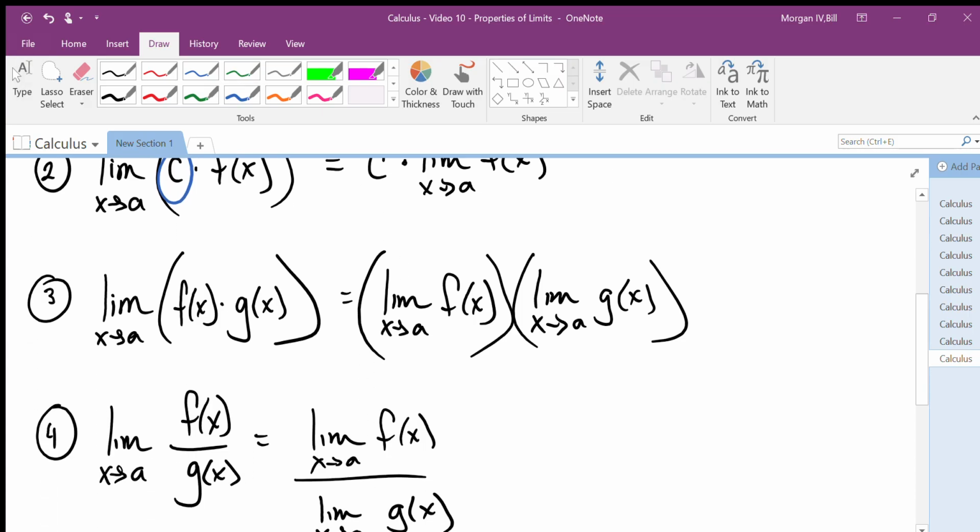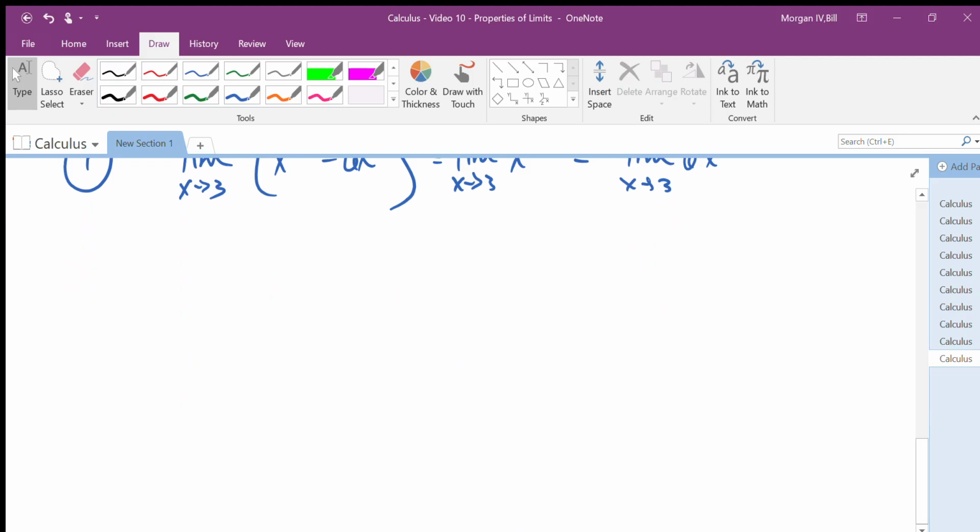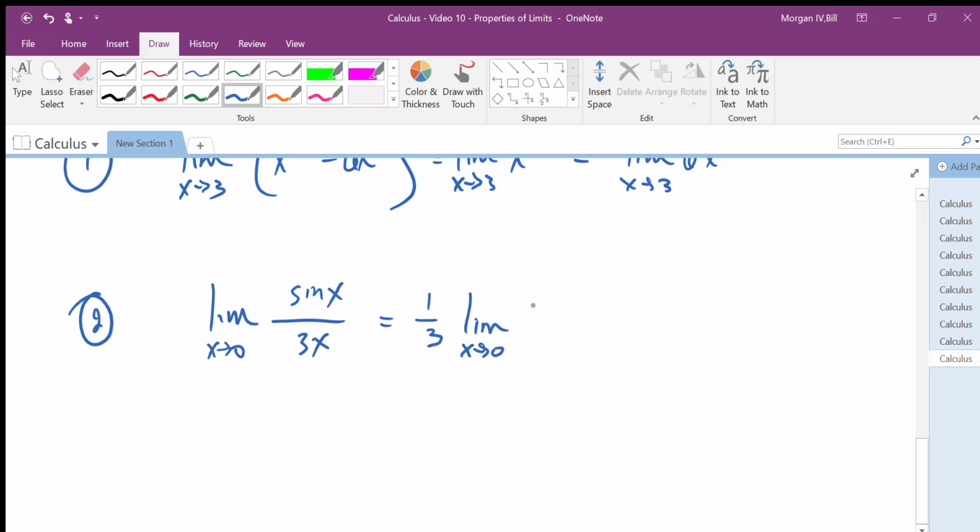One of the problems that we might see is something like this: the limit as x approaches 0 of sine x over 3x. So I have a 3 in the denominator. We can think of that as 1 over 3. This is the same thing as pulling the constant 1/3 out in front of the limit and making this 1/3 times the limit as x approaches 0 of sine x over x. I can bring the constant out front.